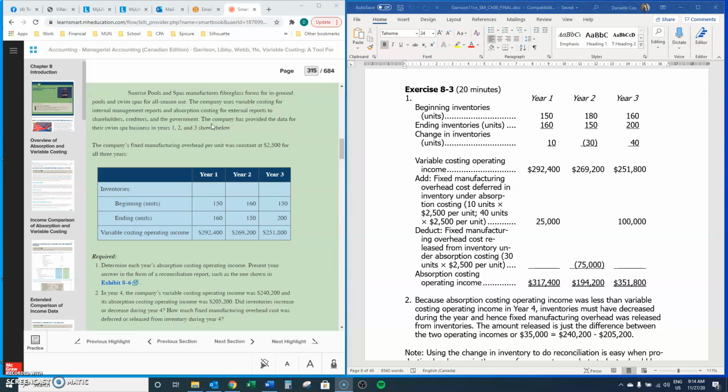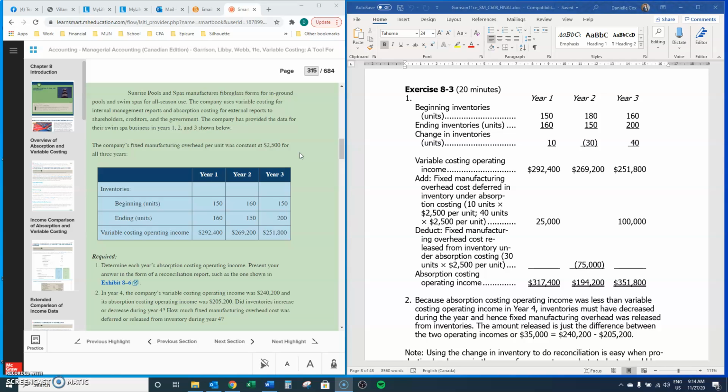So the question gives you information for a company, and the company uses variable costing for internal management reports and absorption costing for external reports. And they provided data for years 1, 2, and 3, and they tell us the company's fixed manufacturing overhead per unit was constant at $2,500 for all 3 years.